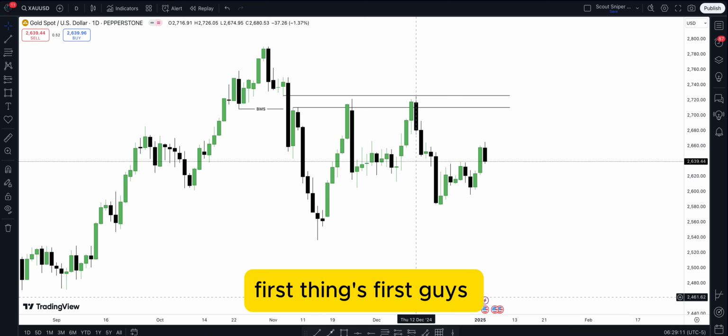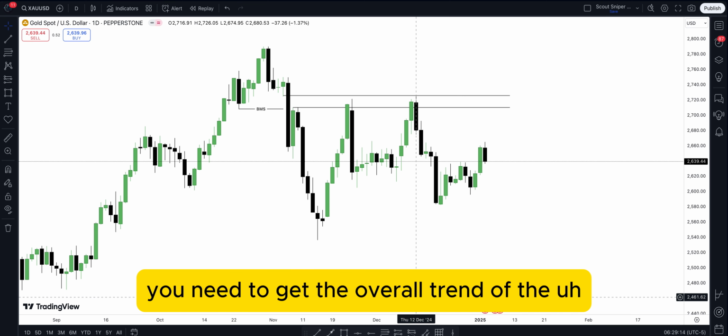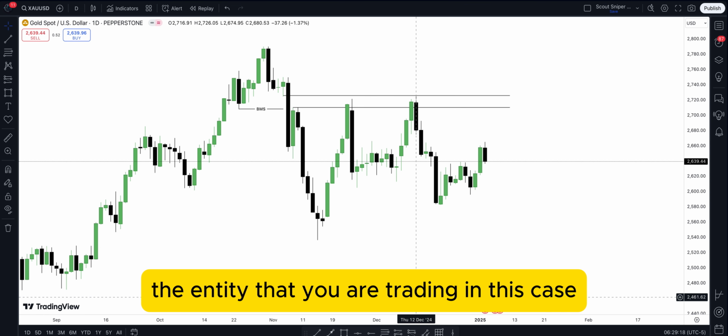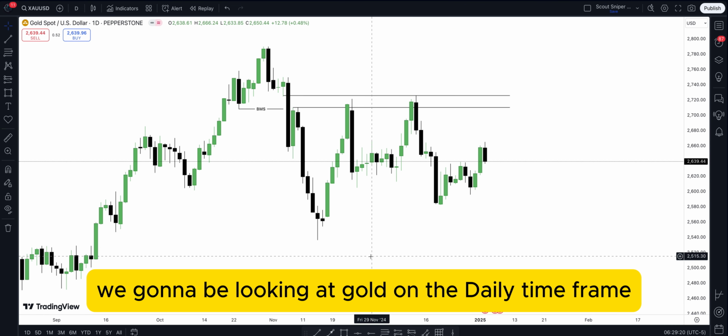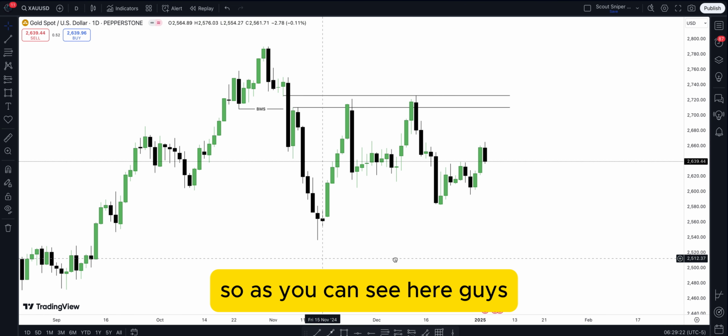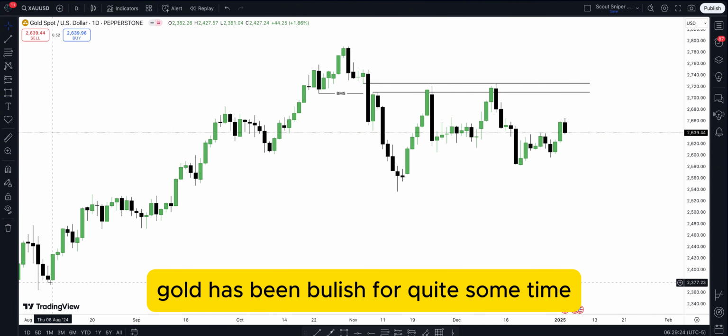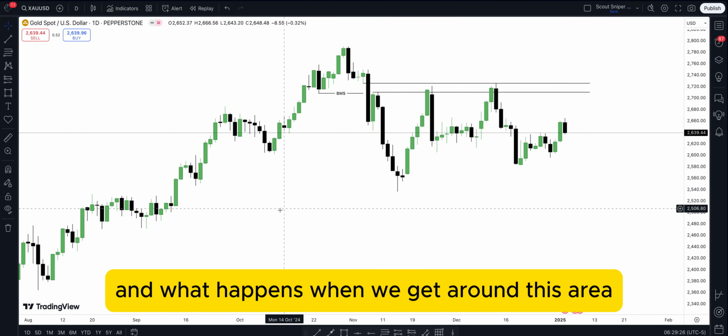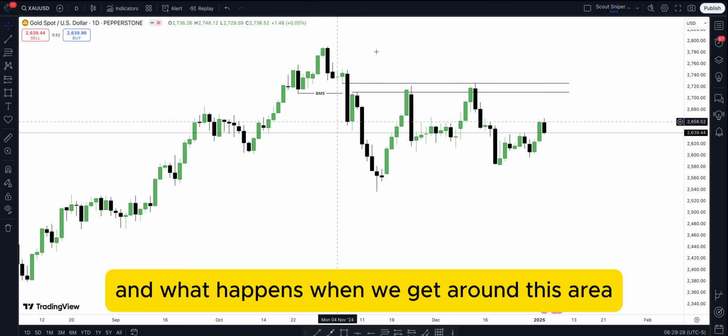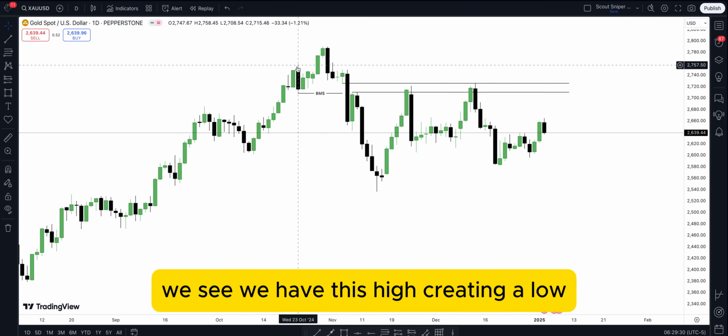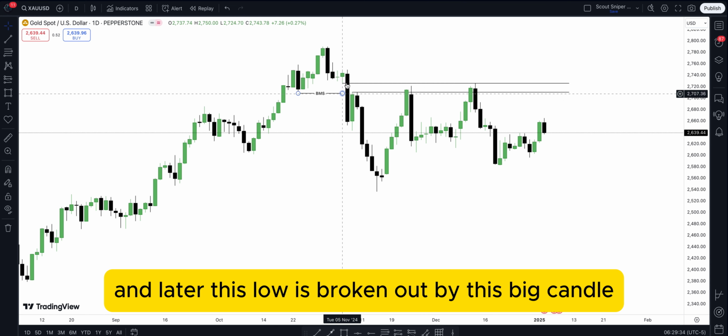First things first, guys, you need to get the overall trend of the entity that you are trading. In this case, we're going to be looking at gold on the daily time frame. As you can see here, gold has been bullish for quite some time, and when we get around this area, we see we have this high creating a low, and later this low is broken out by this big candle.